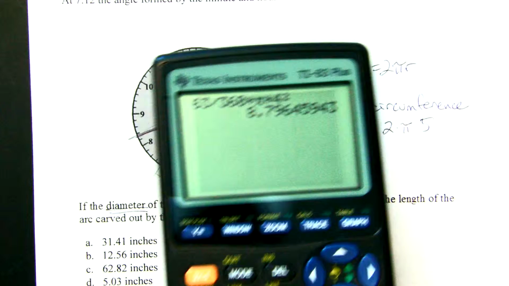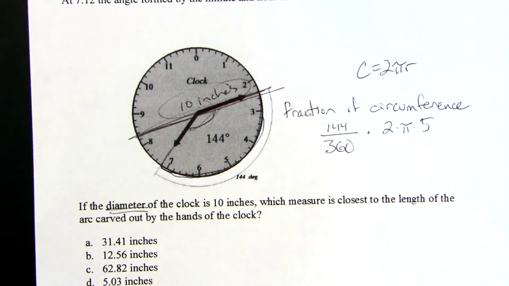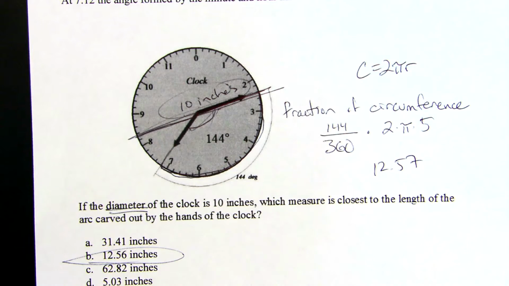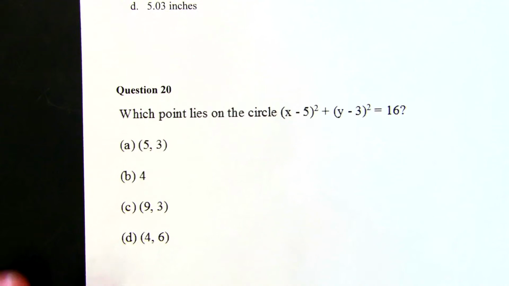Okay, again, I go to my calculator, 144 divided by 360 times 2 times pi times 5. I get 12.57. And if I look here, closest one to that is 12.56. Last question. Which point lies on the circle?